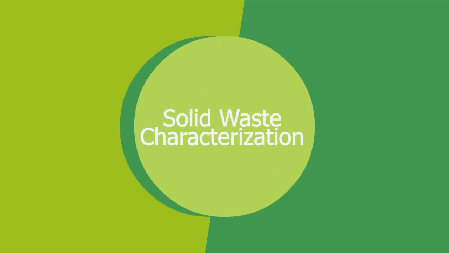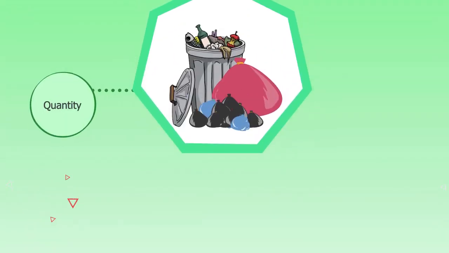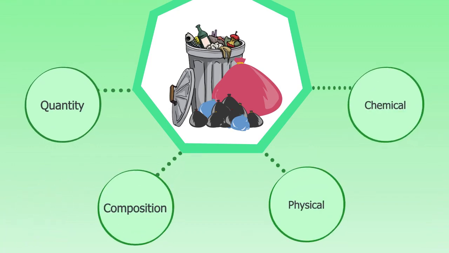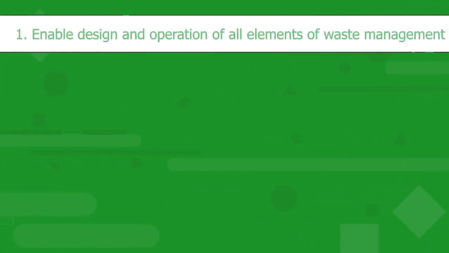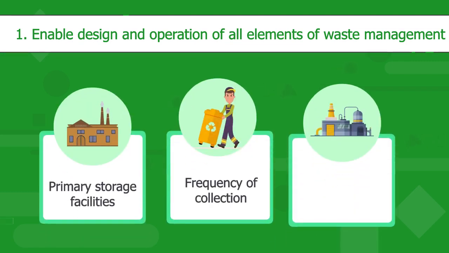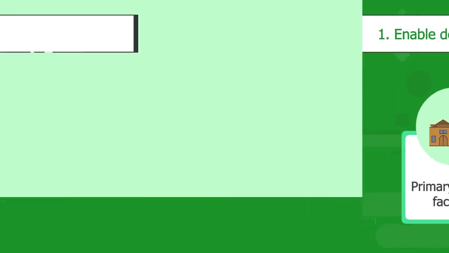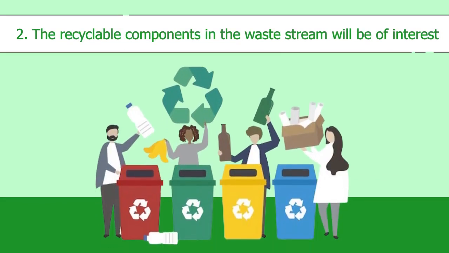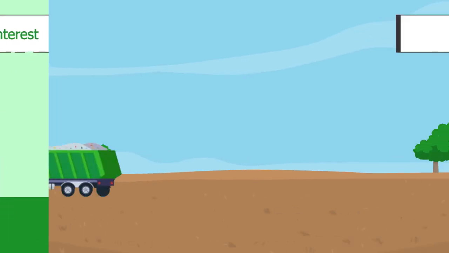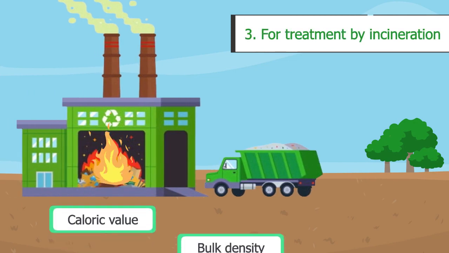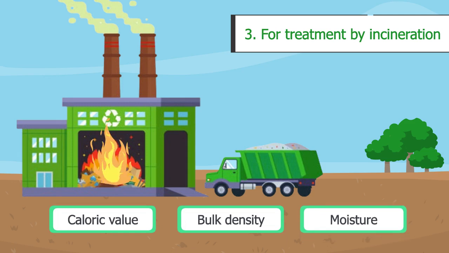Solid waste characterization. Determining the quantity, composition, physical, and chemical characteristics of the waste is important. 1. To enable design and operation of all elements of waste management: primary storage facilities, frequency of collection, treatment, and disposal methods. 2. To carry out recycling, the recyclable components in the waste stream will be of interest. 3. For treatment by incineration, caloric value, bulk density, and moisture will be of interest.